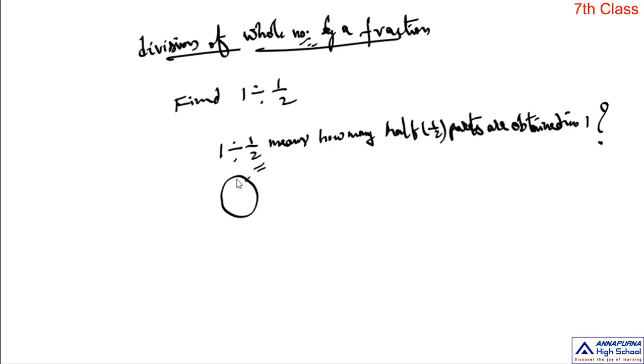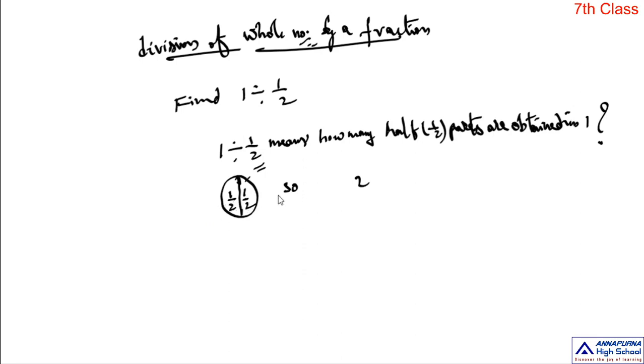Now, how many halves are there in a whole? You divide this one into 2 equal parts. So this is called half of the whole, and this is also called half of the whole. So how many halves are there in this whole? Whole means only one is there. So in this figure, how many halves are there? 2.